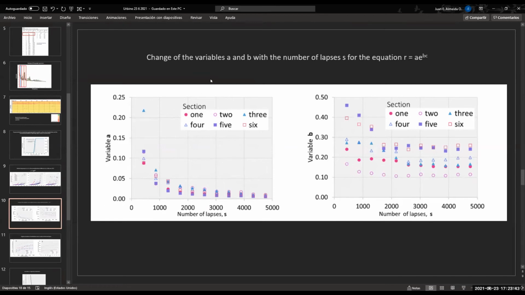So these variables are also changing gradually. You have 2 minutes left. Okay.